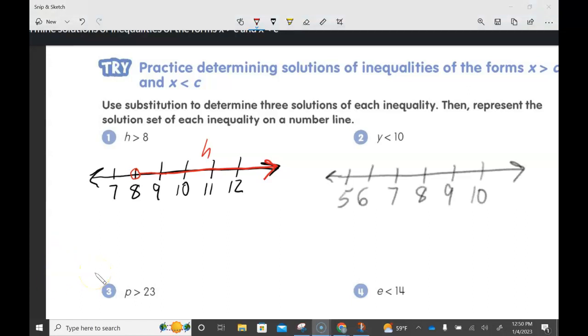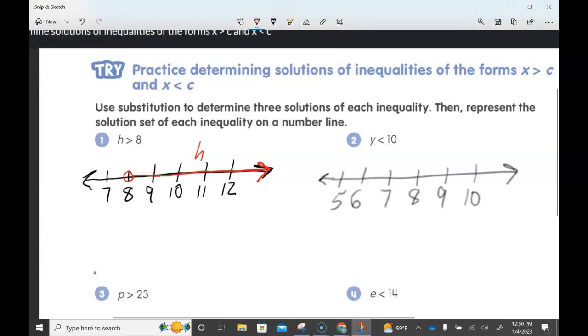So that's how you would represent that on a number line. Now the next inequality we're looking at is y is less than 10. So since it's less than 10, what we need to do first of all, we're going to keep an open circle.